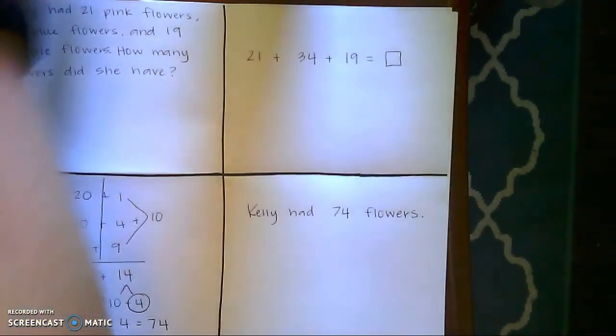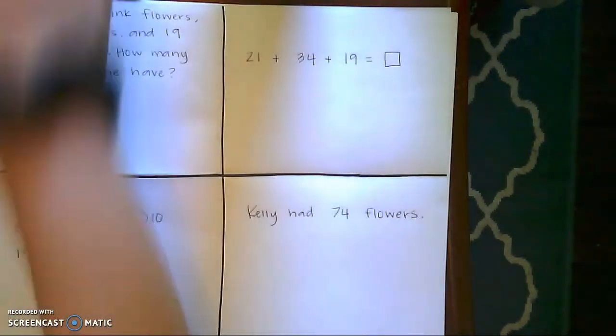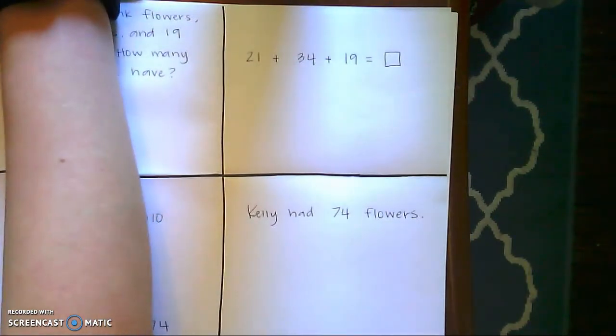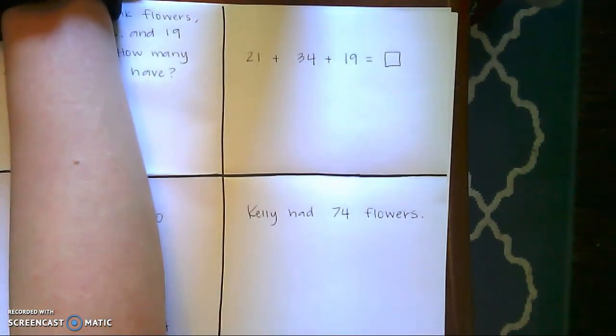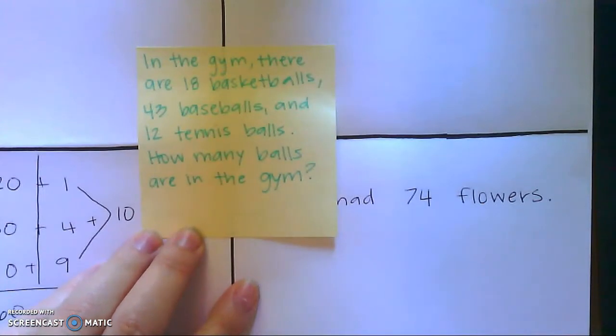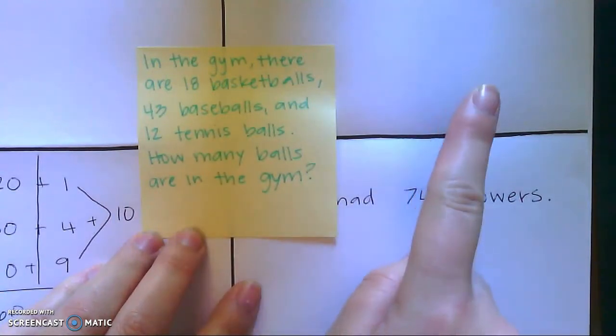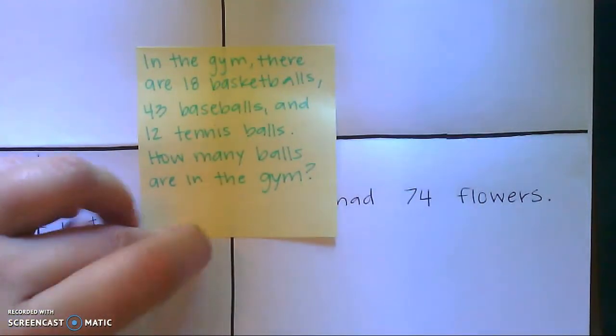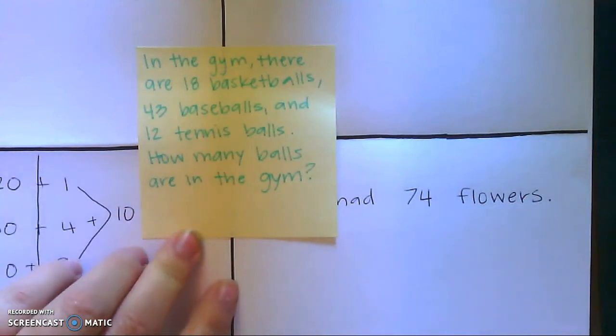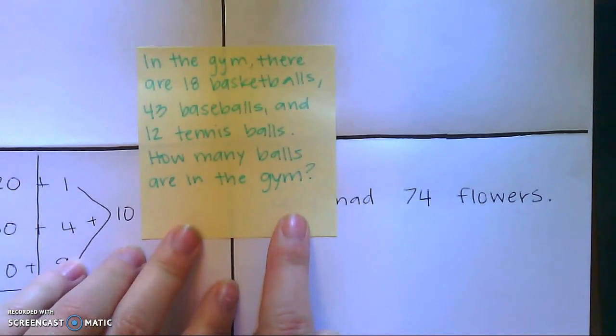Now, this next word problem that I want you to solve will be on your own. Using your own sheet of paper, go ahead and make a 4-square model like I did here, and use this word problem to solve using finding the equation, using one of your strategies, and then writing the solution in the remaining 3 boxes. In the gym, there are 18 basketballs, 43 baseballs, and 12 tennis balls. How many balls are in the gym?